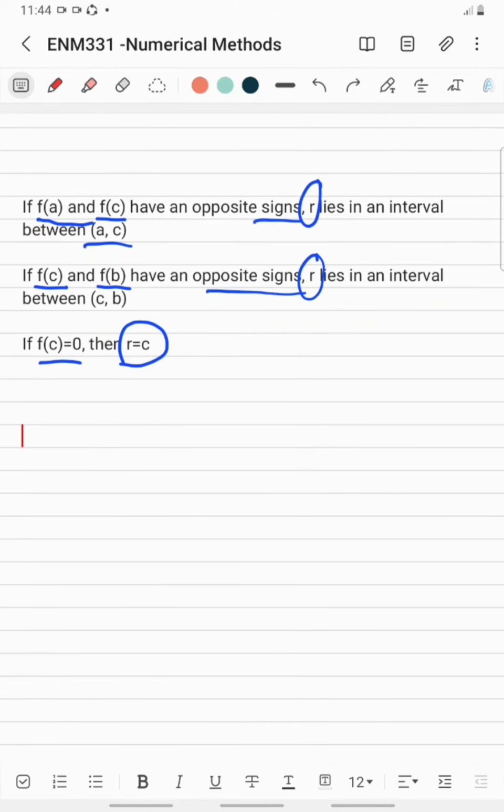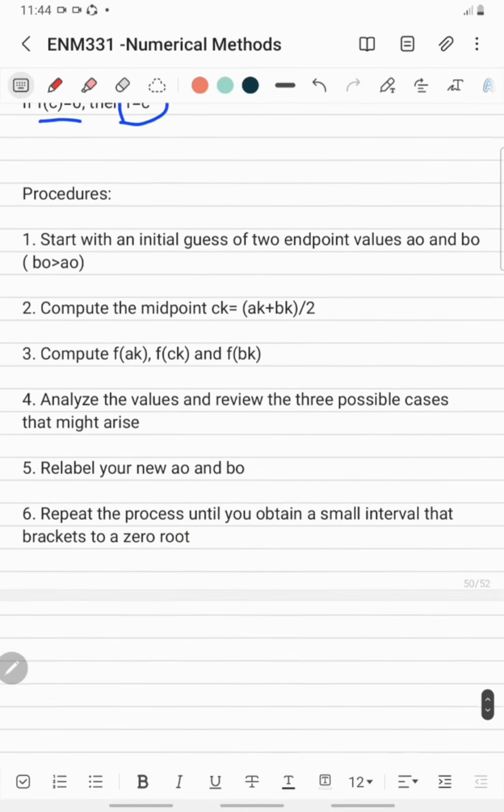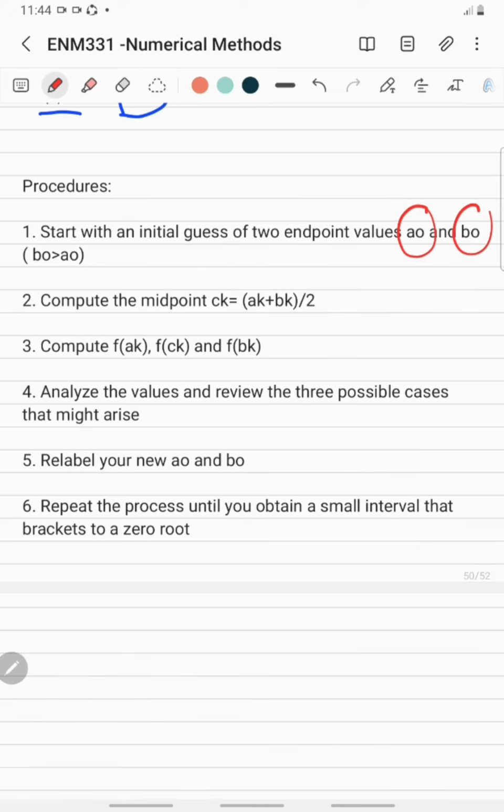We will use the following procedures in the analysis of the bisection method. So these are the procedures. First, start with an initial guess of two endpoint values A0 and B0, but make sure that B0 is greater than A0. Then, second, compute the midpoint Ck by adding Ak and Bk, then dividing by 2.